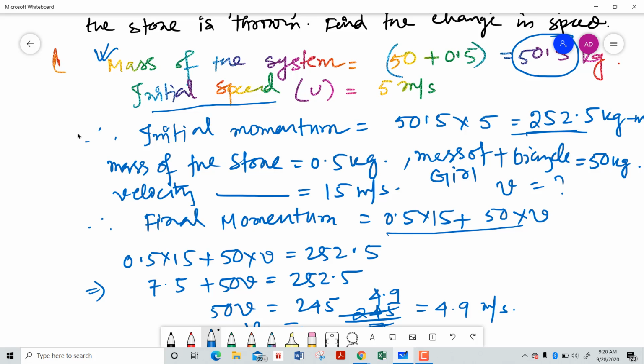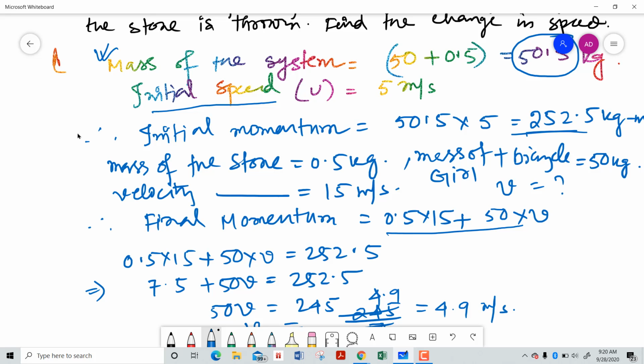So what is the change in speed here? 0.1 meter per second. That's very good. That's our answer, right? So the change in speed in this case is 0.1 meter per second.